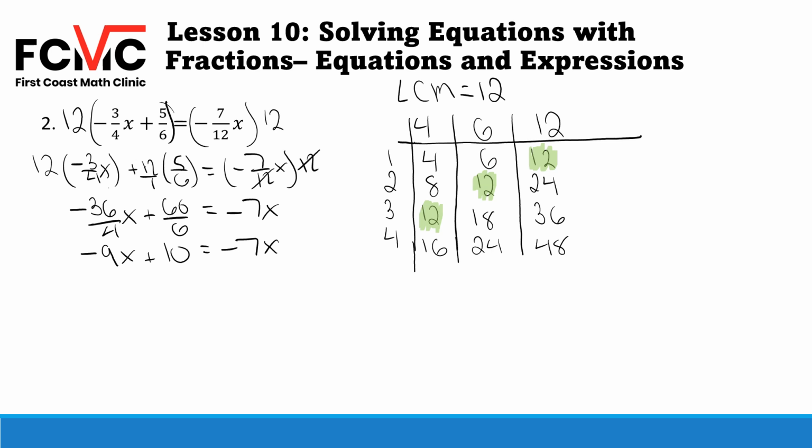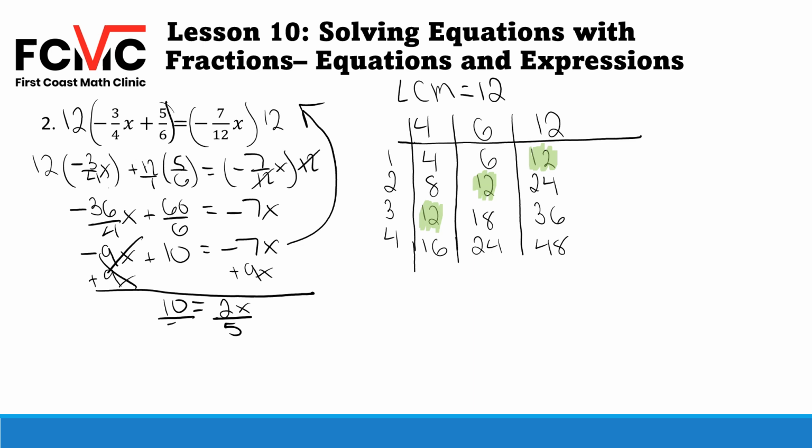So this equation looks a lot easier to work with than the original one that we had here. So now let's solve this. I'm going to add 9x to both sides. 9x cancels out. I get 10 equals negative 7x plus 9x, which is 2x. Then divide by 2 and 2, and we get x is equal to 5.